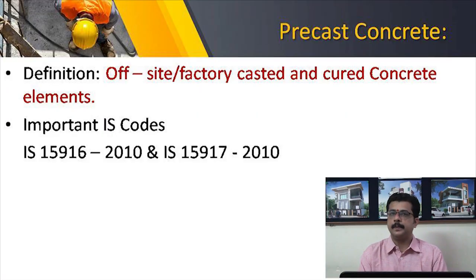Now let us summarize the topic. What we have seen in precast concrete technology. We have seen what is a precast concrete element, where it is manufactured, and what the quality standards required for these precast concrete elements are. So IS 15916 and IS 15917 are responsible for the specification of precast concrete element manufacturing.